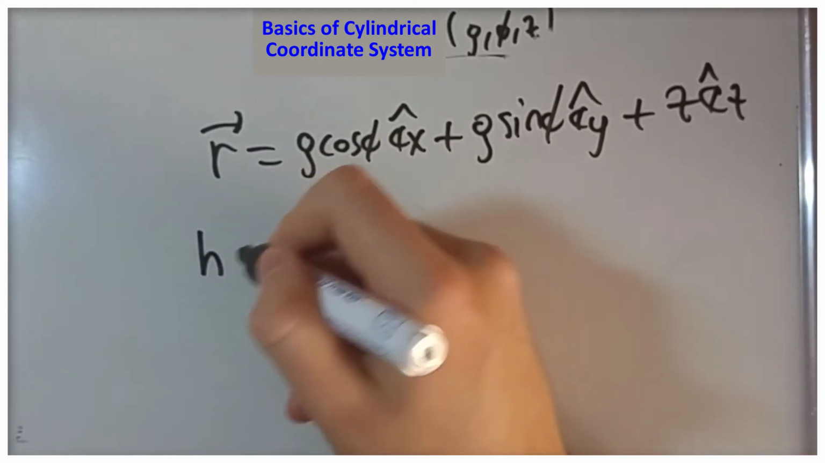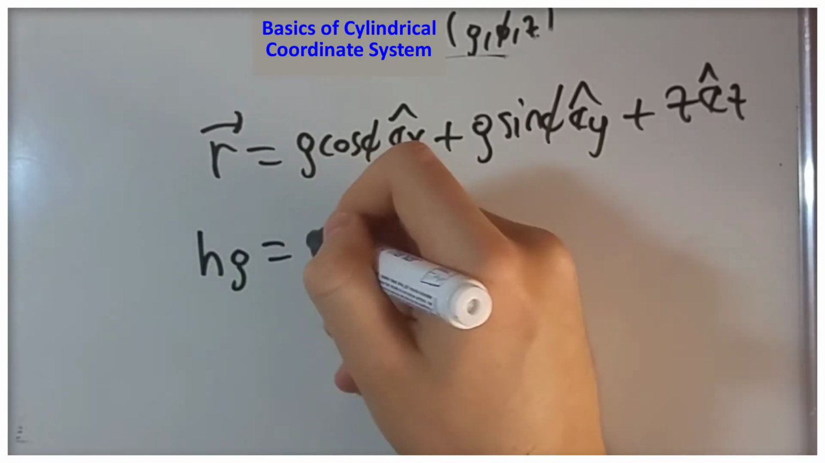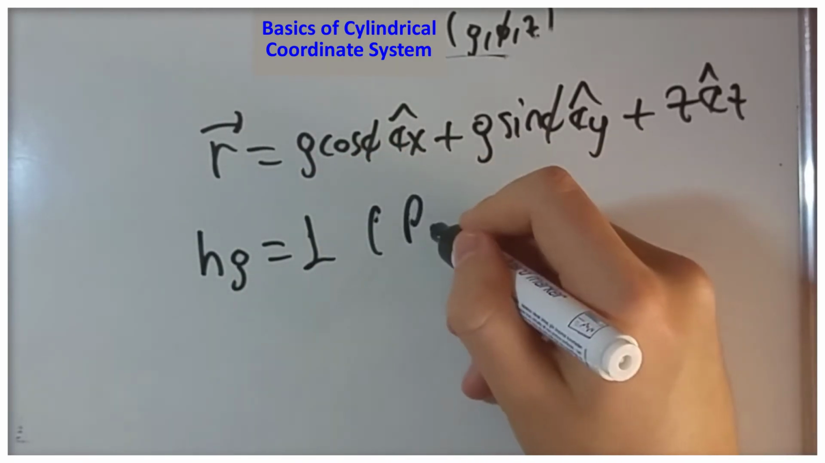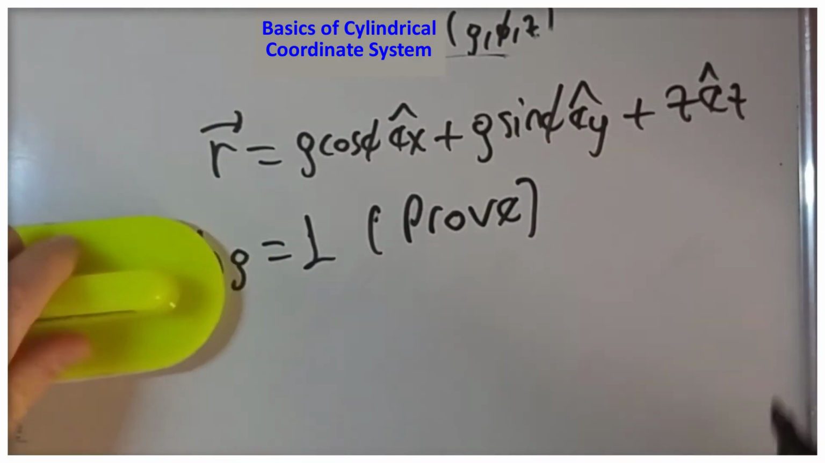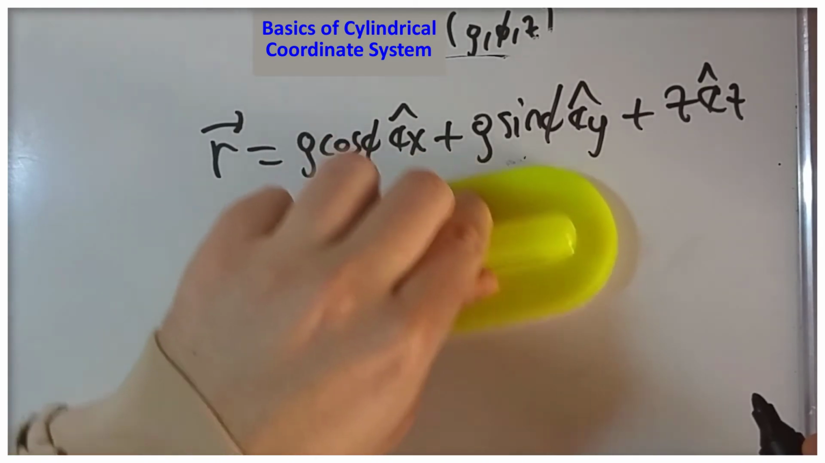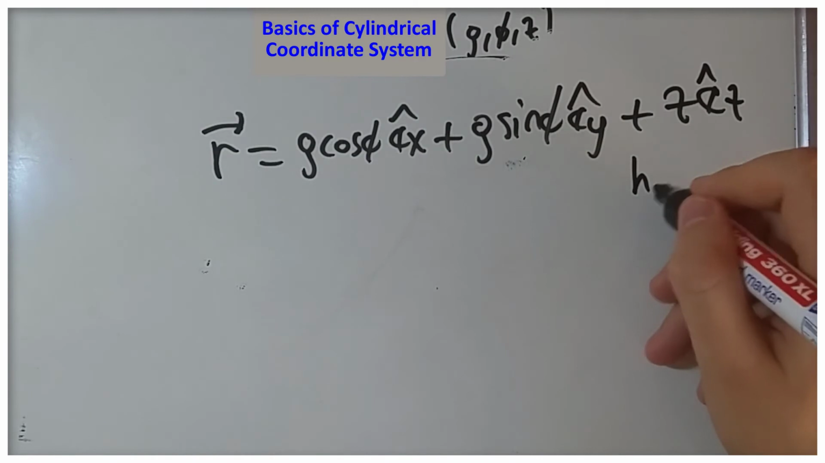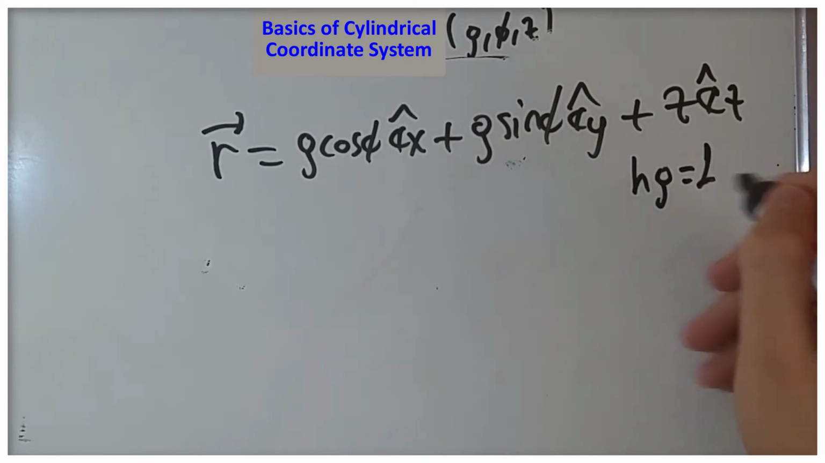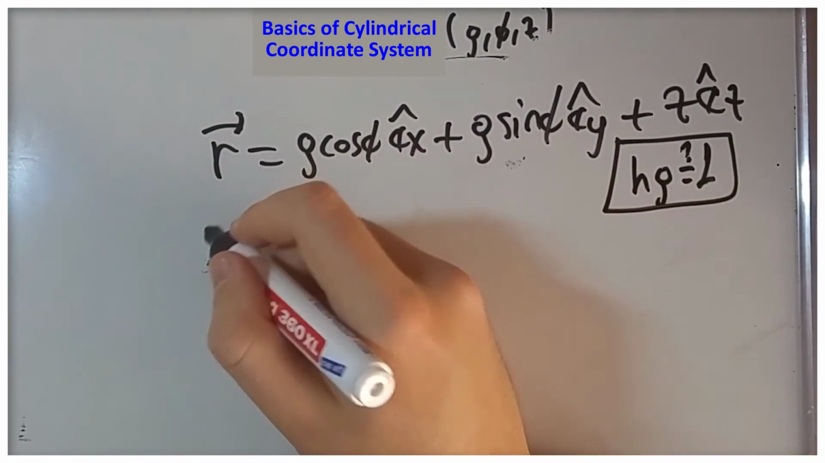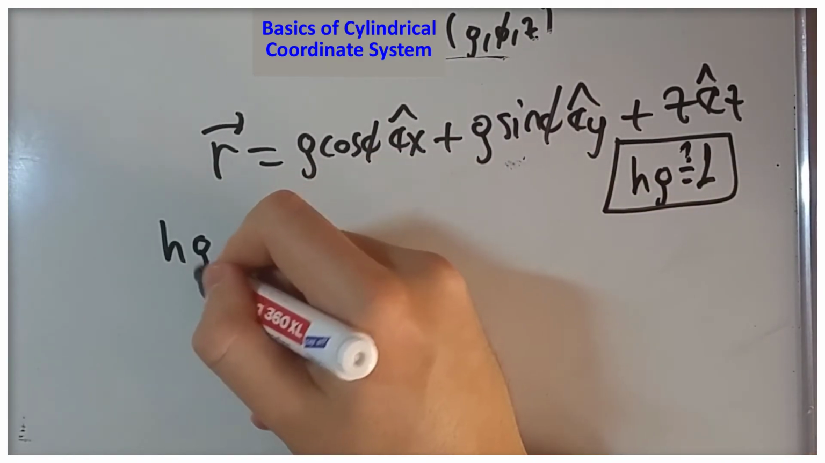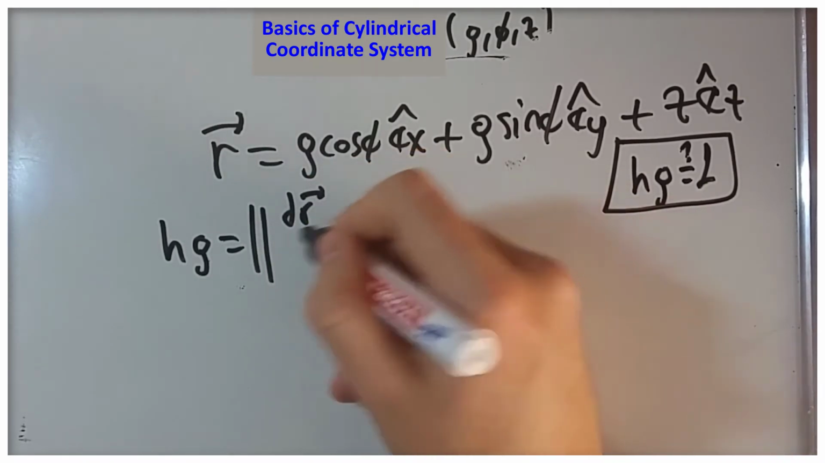I am going to try to prove that here. Let's prove that the metrics of the length are 1. We do it like this. Let's write it in this corner. Let's show 1 or not. As follows, I say h rho equals the magnitude of dr divided by the relevant derivative.